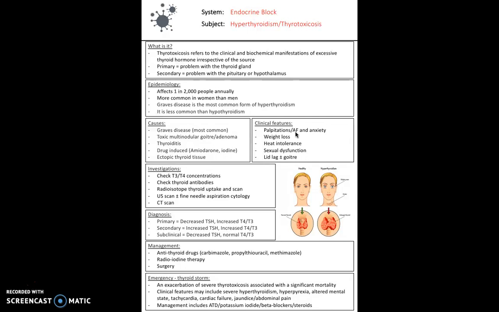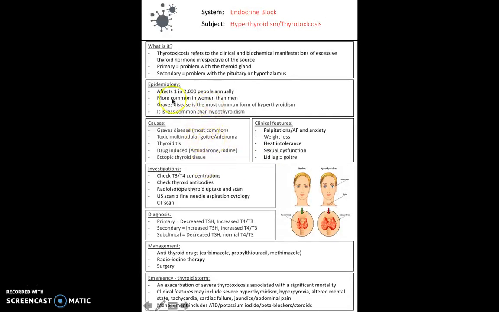So we're seeing an intolerance to heat this time. We're seeing palpitations, AF and anxiety, so more of a tachycardic state than a bradycardic state as we saw before. We're seeing weight loss instead of weight gain, and one clinical sign we're looking at lid lag and goiter, which can be shown on examination.